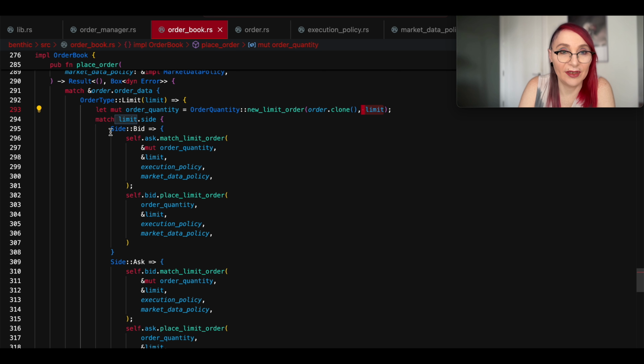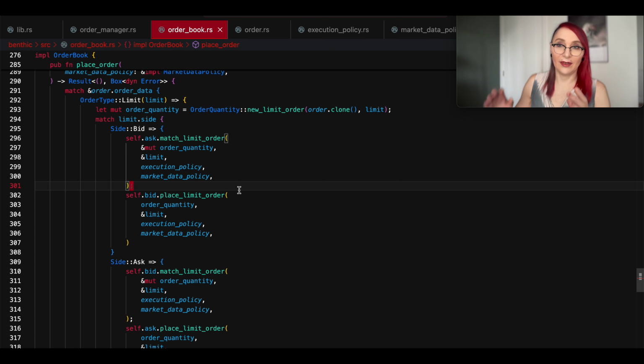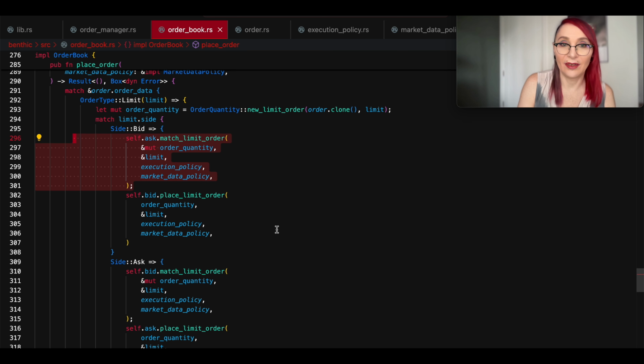And then if the side is bid, for example, we match against ask, and whatever quantity is left, we place on the bid, okay? So if I'm sending a buy order, that's a bid. But my buy order will be matched against the sell orders. So first I have to match it with ask, which is sell orders. So this is what I'm doing here. I'm matching it with the ask side, with the sell orders.